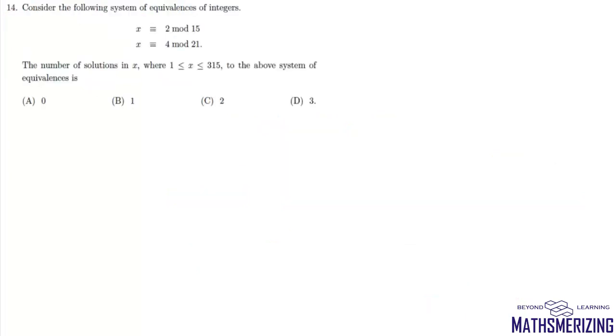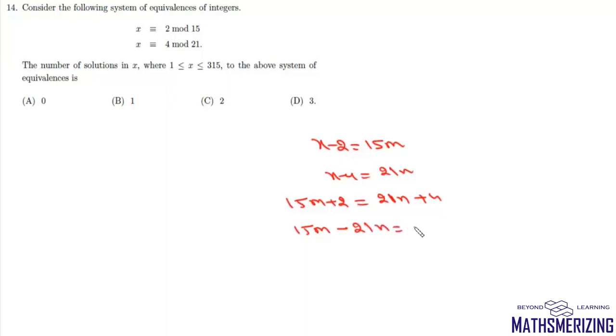Now question number 14 is: consider the following system of equivalence of integers. x is congruent to 2 modulo 15 and x is congruent to 4 modulo 21. So that means x minus 2 is some multiple of 15 and also x minus 4 is some multiple of 21. From here, if we compare x, we can write 15m plus 2 is equal to 21n plus 4. So that is 15m minus 21n is equal to 2.